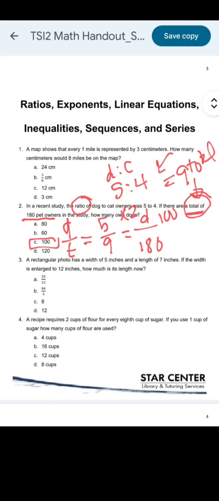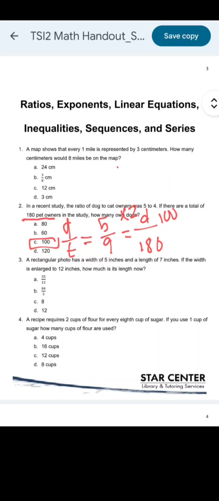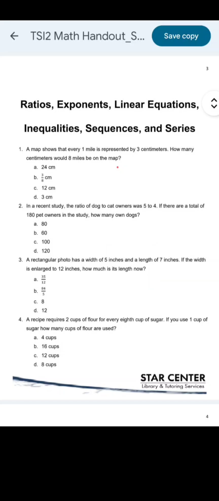So let me show you what this would look like if we were to just do cross multiplication and division versus looking for that factor that we used to multiply by. So 5 times 180 would give me 900. You divide by whatever number you didn't multiply by, so then I have to divide by 9, and that would give me 100 again. All right, question number 3. Please drop your questions in the comments if you have any confusion or concerns.